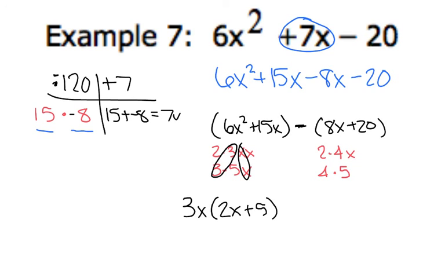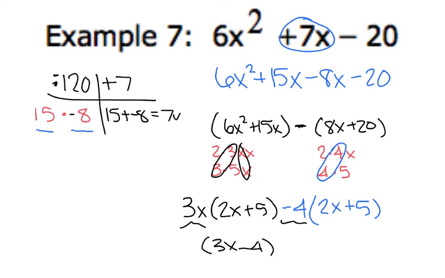Okay, now for the second one, we get 4's in common, and that's it. So notice I already have a minus out, so I have that 4 there, so it's minus 4 times 2x plus 5. So that's what I have here, plus. That's why there's a plus there. Notice these are the same, which is what we always want. So our answer is 3x minus 4 times 2x plus 5.